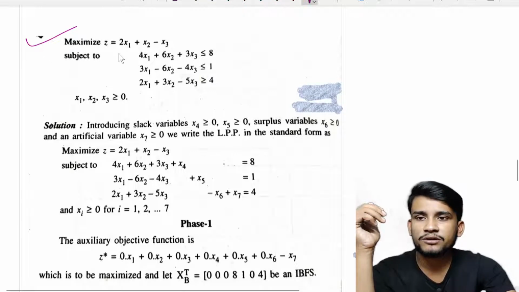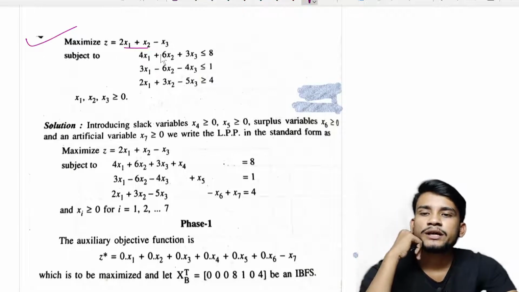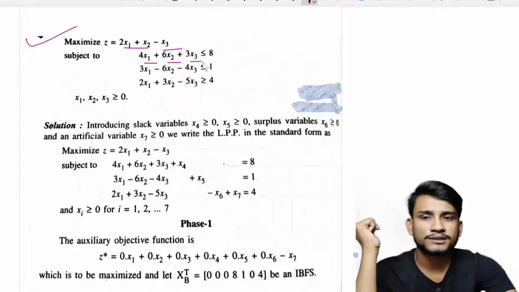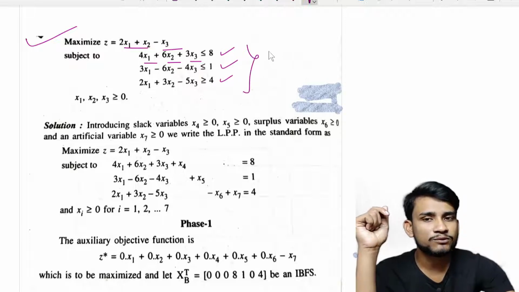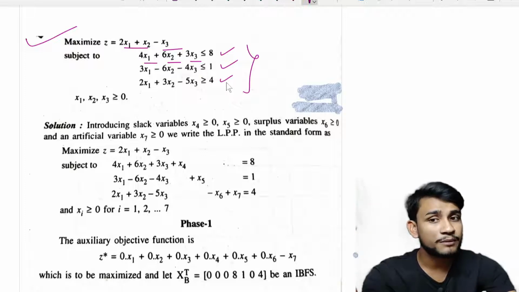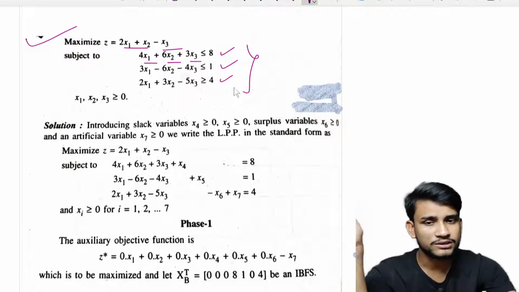Maximize Z equal to 2x1 plus x2 minus x3, where 4x1 plus 6x2 plus x3 less than or equal to 8, and a constraint greater than or equal to 8. Here you can see one thing, that here two types of inequality are mixed. Okay, so you can say, this type of inequality you can solve by the big M method also, and you can solve by using the two-phase method also.